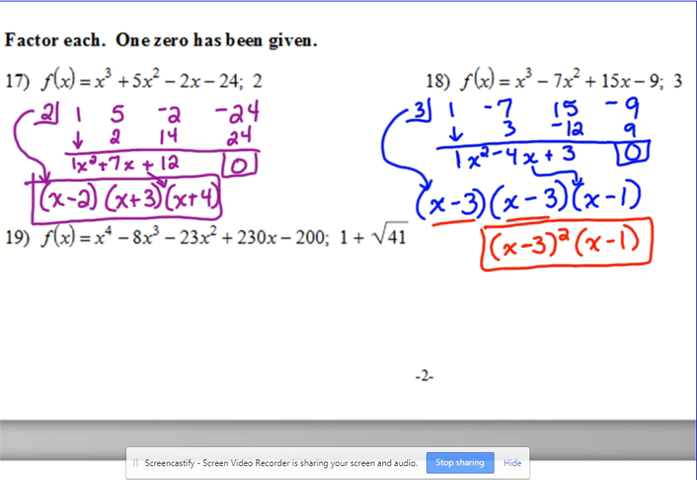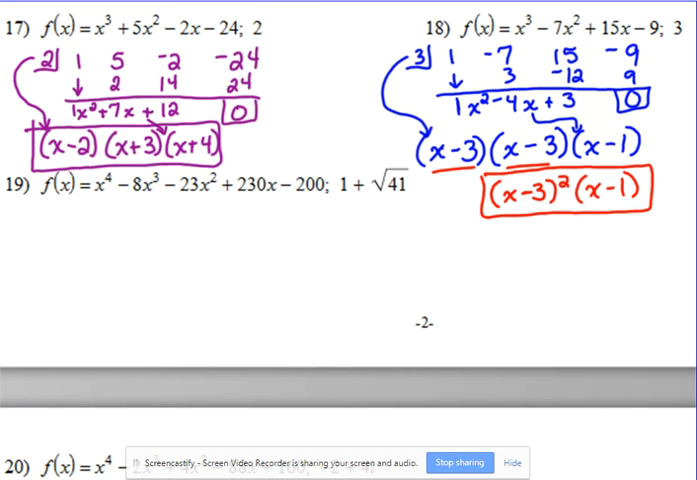Now, number 19. That looks interesting, doesn't it? All right, turns out we can do synthetic division with square roots. It's not exactly pretty. It's not hard. You just have to be careful. Okay, so let's give it a shot. Let's do synthetic division with 1 plus the square root of 41 on the shelf.